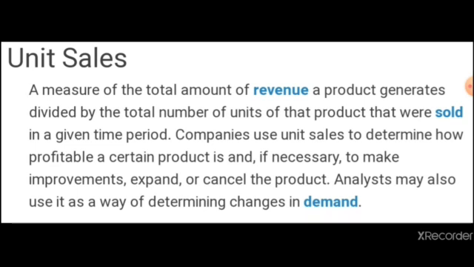Companies use unit sales to determine how profitable a certain product is, and if necessary to make improvements, expand or cancel that product. Analysts may also use it as a way of determining changes in demand. Once an entrepreneur is through with the unit of sales, it is very easy for an entrepreneur to anticipate the future production and anticipate the demand for that.